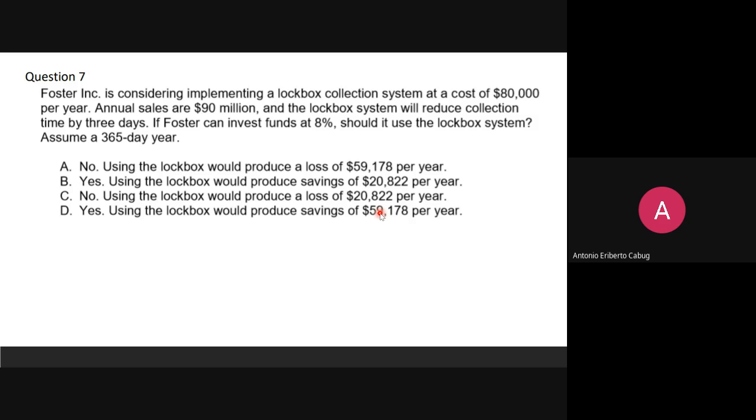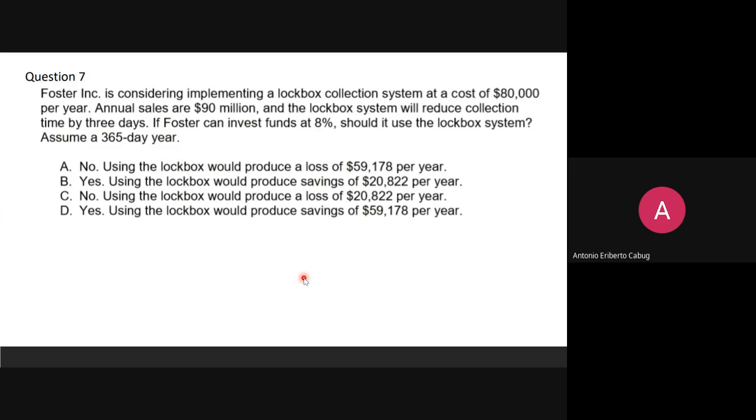Ulitin ko, si lockbox system, kaya niyang pabilisin yung mailing, tsaka processing. Hindi niya mababago yung clearing. No? In this case, the total savings in the days is 3. No? 3 days yung mababawasan. If Foster can invest funds at 8%, should it use the lockbox system assuming a 365-day year?